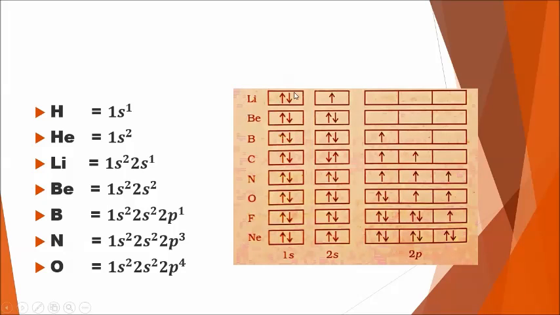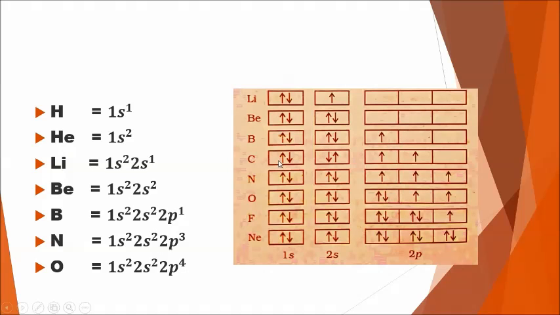If for lithium we are mentioning, how many electrons were there? 1s2 and 2s1. So the 1s orbital is there with 2 electrons in opposite spin, and 2s with 1 electron, the arrow in the upward direction. Beryllium, both the 1s and 2s are completely filled with opposite spins. So 1s2, 2s2. Boron, 1s2, 2s2, 2p1.